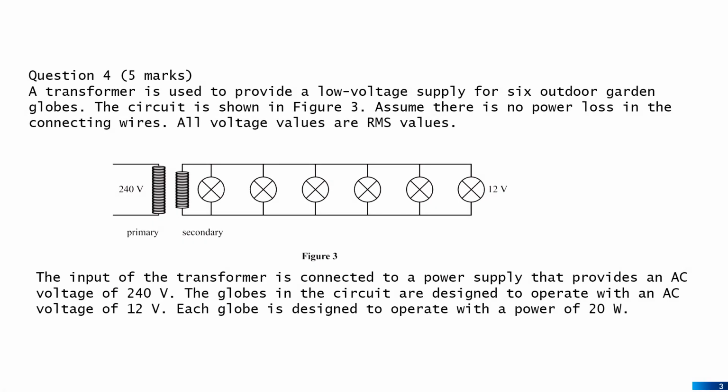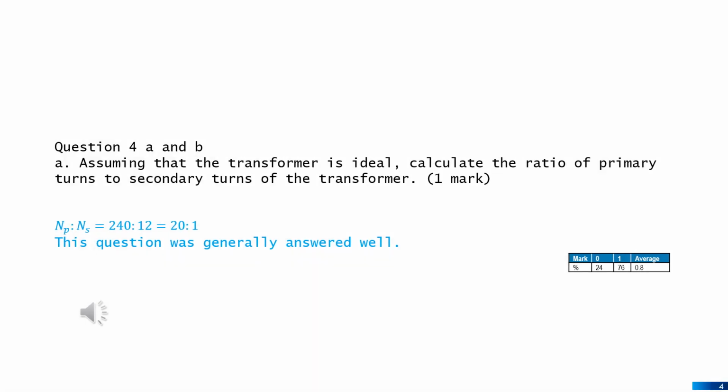A transformer provides a low voltage for globes. The input voltage of the transformer is 240 V, and the globe is 12 V. The power of each globe is 20 W. The ratio of primary voltage to secondary voltage is equal to the ratio of primary turns to secondary turns. We know the primary voltage and the secondary voltage, so we can easily calculate the ratio of primary turns to secondary turns.